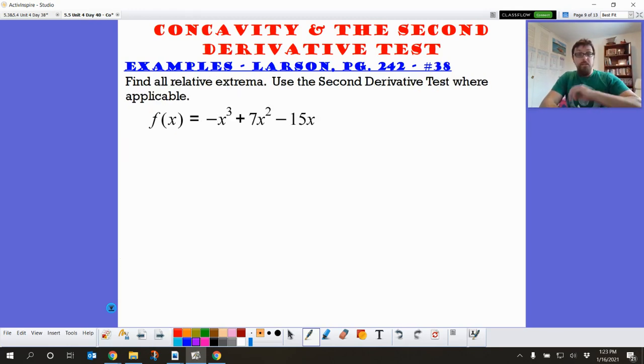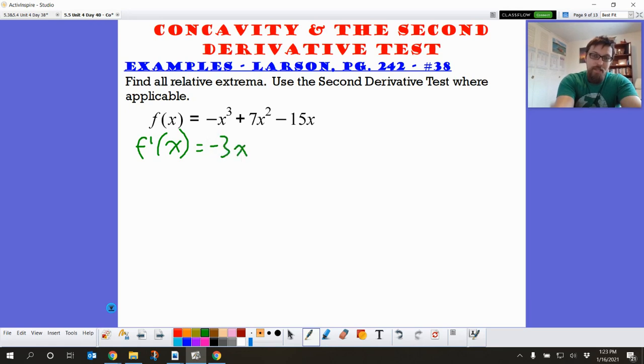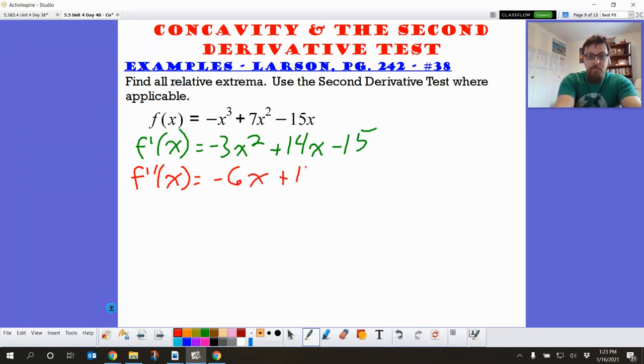All right. Find all relative extrema. We're going to use the second derivative test to help us out. So the second derivative test lets us kind of bypass some of the work that we were doing with the first derivative test. But first, we have to figure out all that junk. So f prime of x equals negative 3x squared plus 14x minus 15. And then let's grab the second derivative. f double prime of x is going to be negative 6x plus 14.